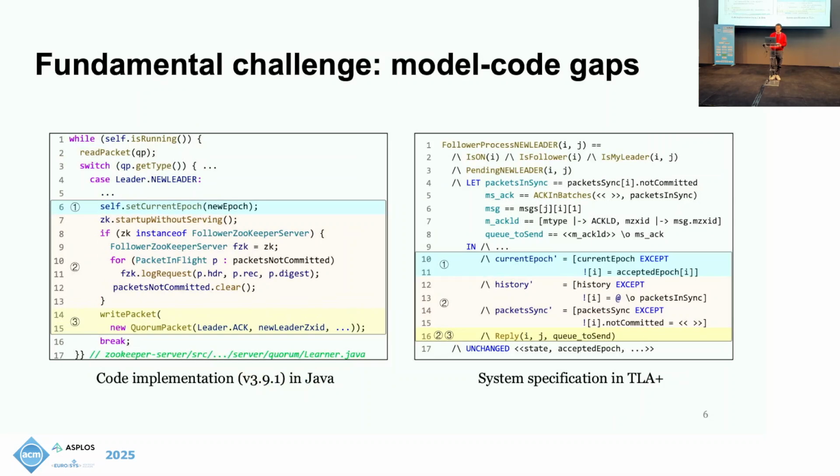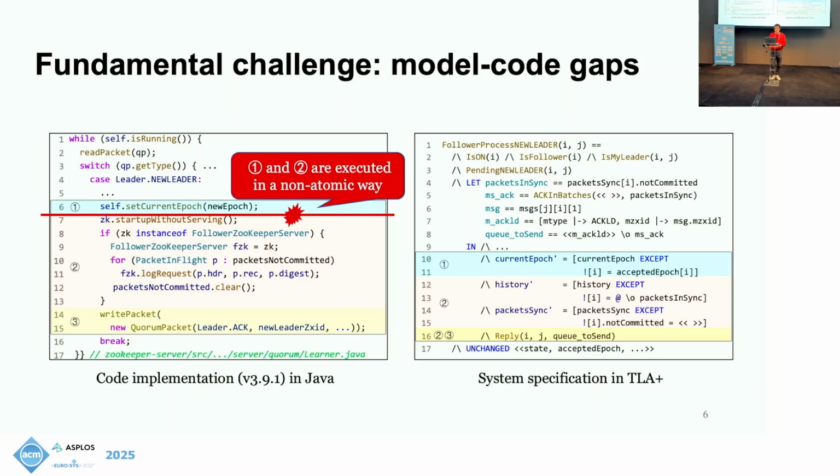However, there is a fundamental challenge when using this spec to verify the implementation: the model-code gaps. That is, the spec does not effectively reflect the code-level implementation. For example, ZooKeeper's code-level execution does not guarantee the atomicity of the actions labeled 1 and 2. However, in the spec, the state transitions from 1 to 2 to 3 are always atomically done, and they are specified in an atomic action.